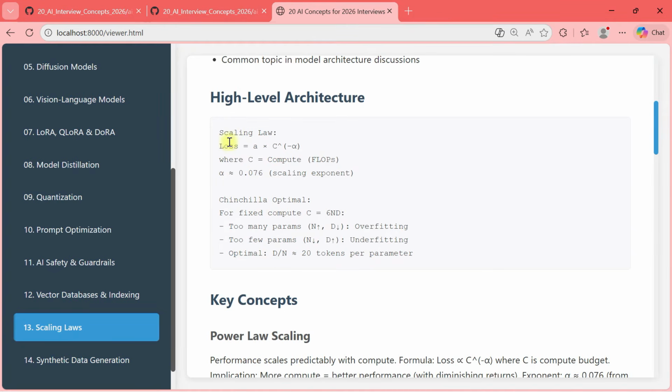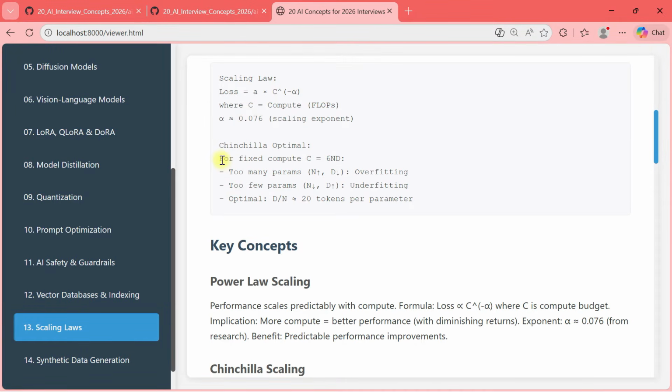So if you see here, this law is called the scaling law, and this is basically a mathematical formula, a multiplied by c to the power minus alpha. No need to remember all this, but you need to just see this part. Chinchilla optimality is basically for fixed compute, which means suppose you have a computation power of some amount, you can assume. Okay, in your model, if too many parameters are there, where N means number of parameters and D means data, and the data is low, then you are going to get overfitting.